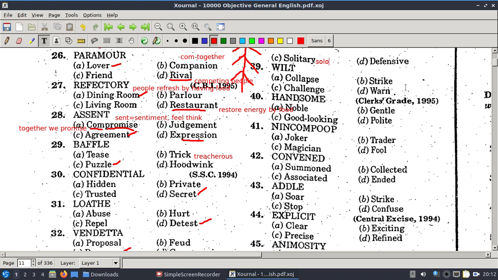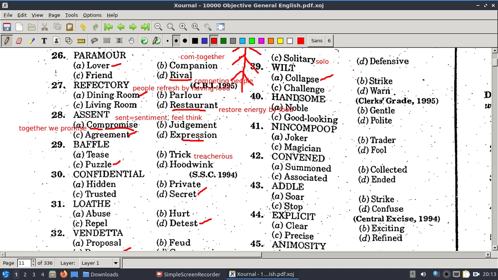Wilt. Leaves beginning to wilt. Some of the leaves are beginning to wilt. That means the leaves were bending towards the ground because there was not enough water for them. They became weak. There was so much heat, and they kind of dried away. That is wilt. The plants will wilt if you don't water them properly. So in a way, here if you see, strike is not the one. Strike is something like hitting, and warning is not the challenging. Collapse is the one that comes closest to wilt.